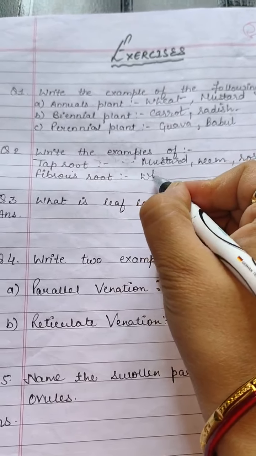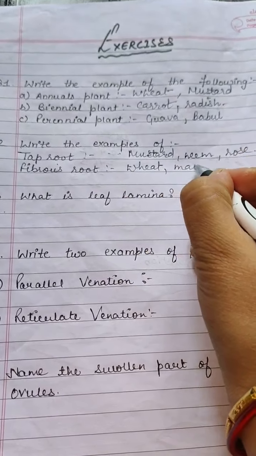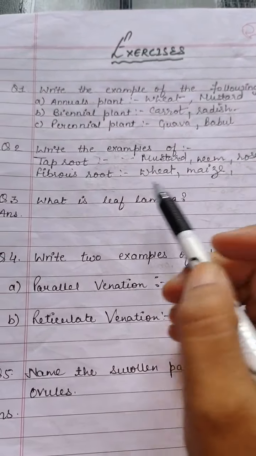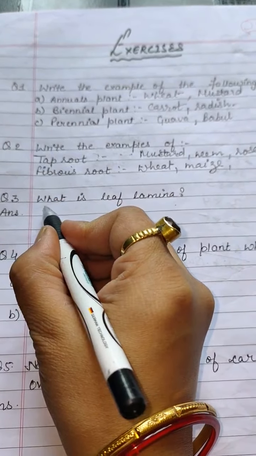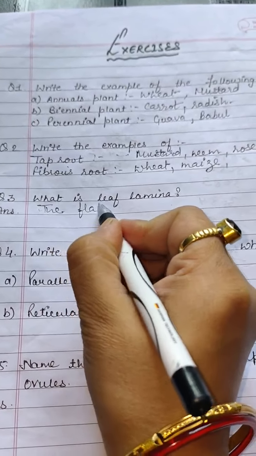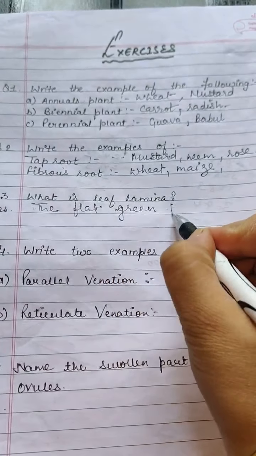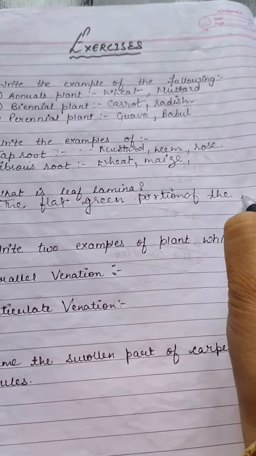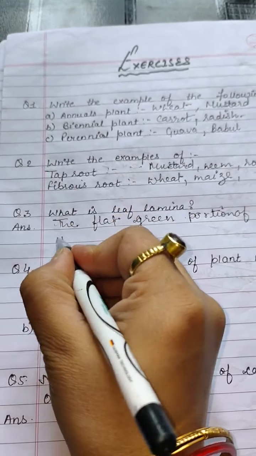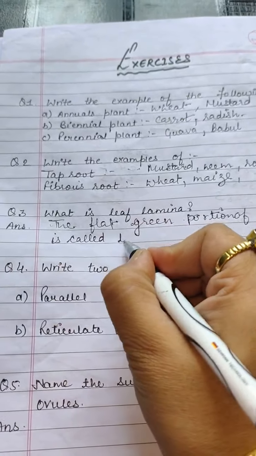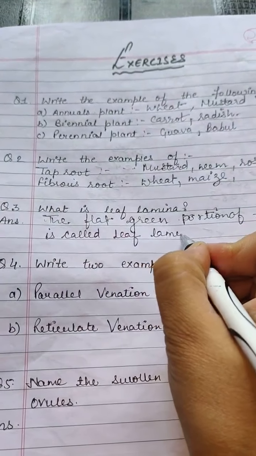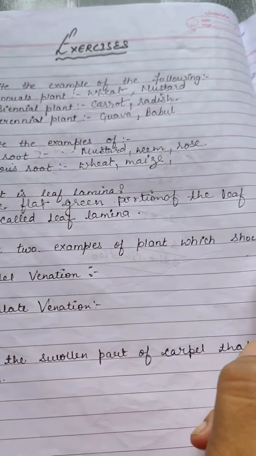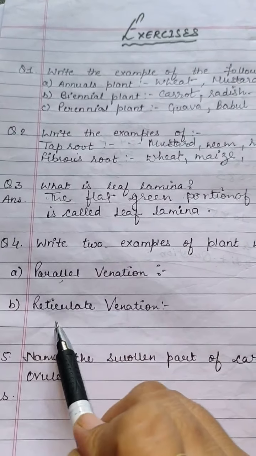And fibrous roots. Examples of fibrous roots are wheat, maize, barley, and many more. Next is what is leaf lamina? Leaf lamina is the flat green portion of the leaf. So the flat green portion of the leaf is called leaf lamina.